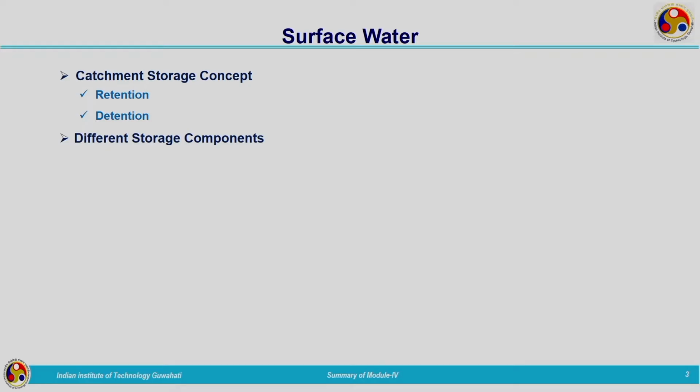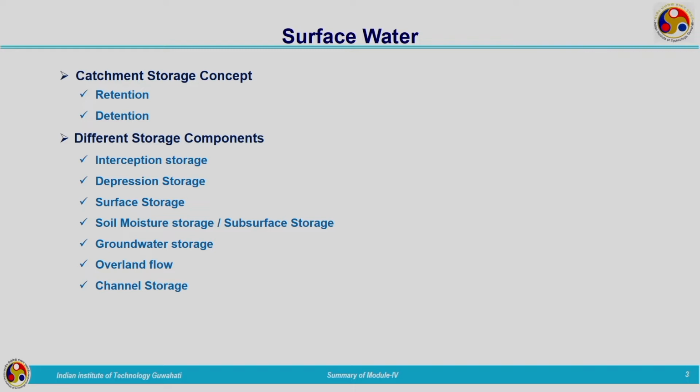And again, different classifications coming under catchment storage components are interception storage, depression storage, surface storage, soil moisture and subsurface storage, groundwater storage, overland flow, channel storage. In the case of surface flow, we have flow as overland flow, and in the case of subsurface, when we talk about the unsaturated region, there will be interflow. Once the subsurface storage or the soil moisture storage is satisfied, the interflow will start. In a similar way, as far as groundwater is concerned, there is groundwater storage and also groundwater flow. Then coming to the surface, we have the overland flow and also channel flow.